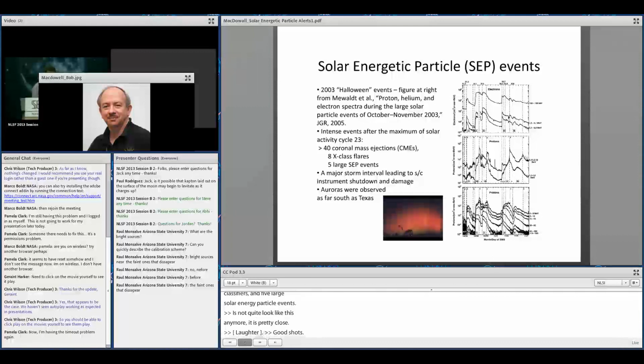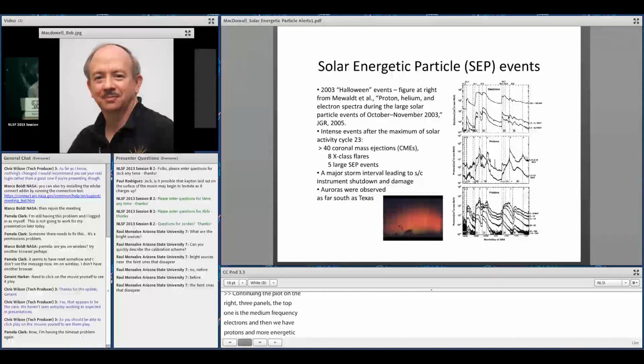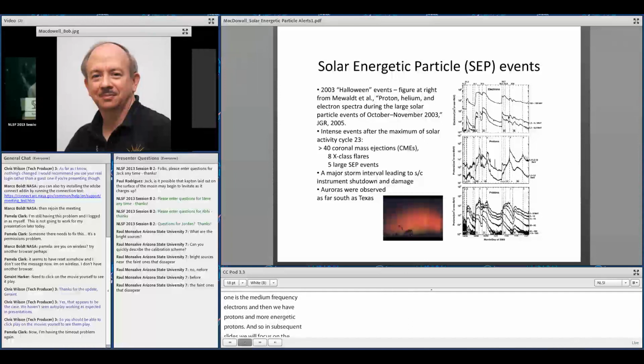Continuing, the plot on the right has 3 panels. The top one is the medium frequency electrons, and then we have protons and more energetic protons. And so in subsequent slides, we're going to focus on the panel from the bottom. This covers the time interval of the 5 SEP events, as you can see in the scale at the bottom.